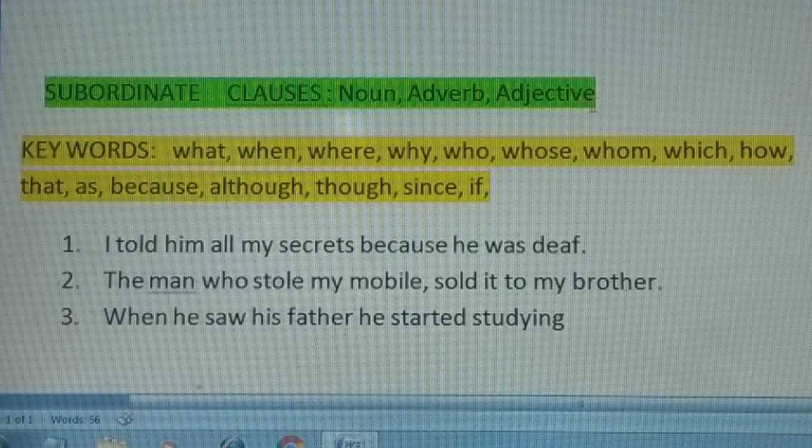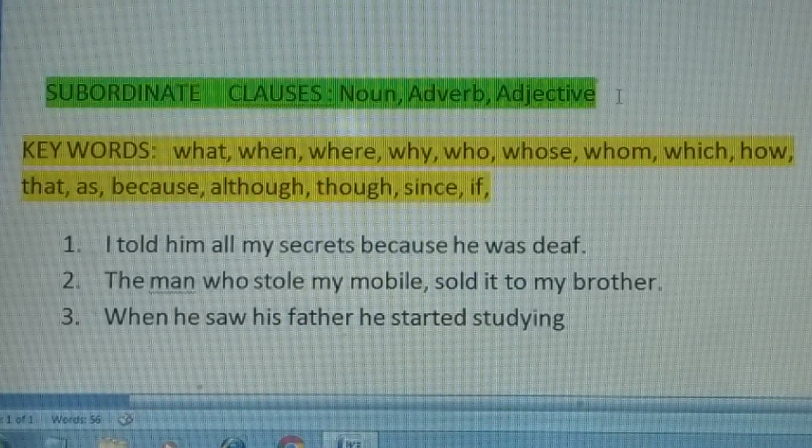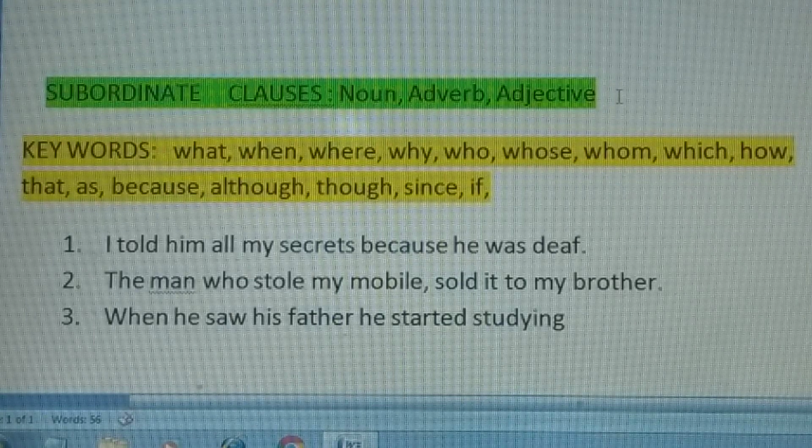When you learn clauses, the first and the most important step is that you should be able to find out the subordinate clause first. Then only you can tell whether the subordinate clause is noun clause, adverb, or adjective clause. First and foremost thing is that you should know what is subordinate clause. That's exactly what we are going to see now. How to identify subordinate clause in the given sentence. And if you follow this trick, it will take just 2 minutes.